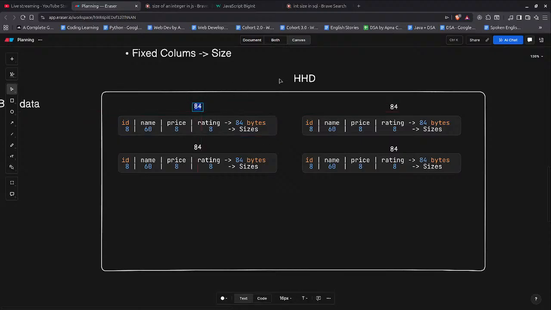As they have the fixed size, it's always going to take only 84 bytes. That simply means after that, whatever comes is the next data. Then after that, another one is the next data, then the next data, and this is how we keep going on. I hope it does make sense.